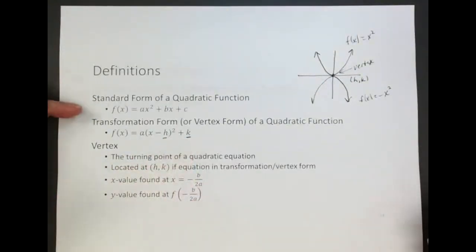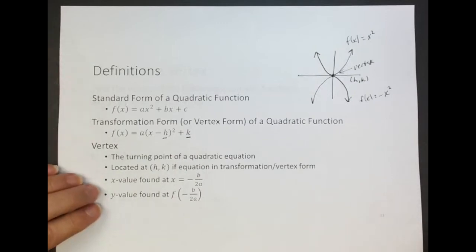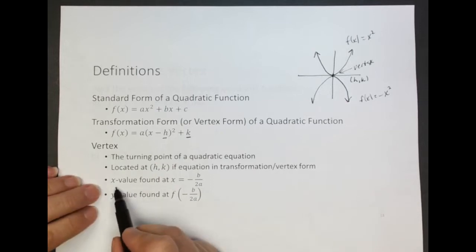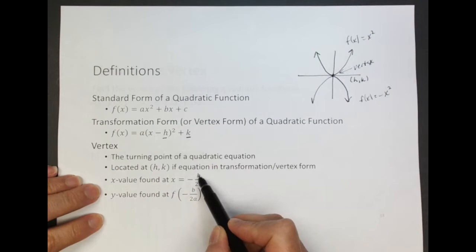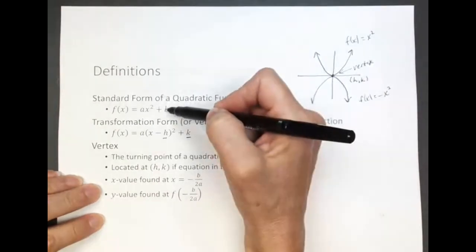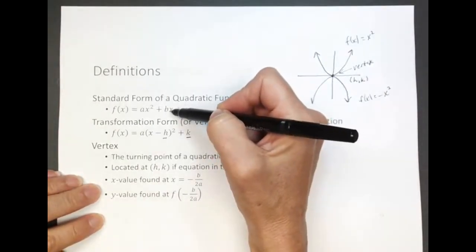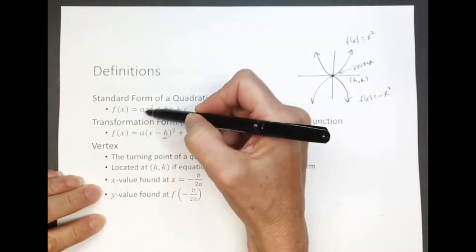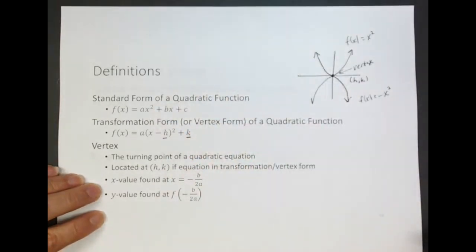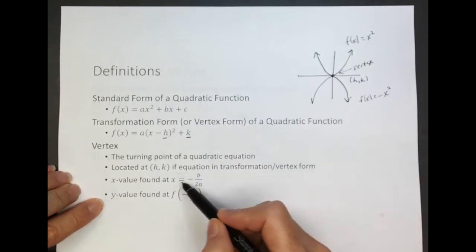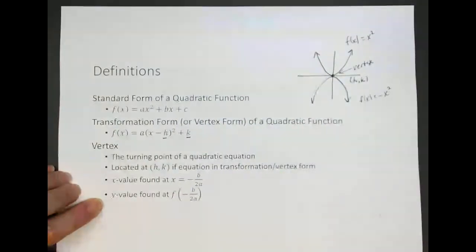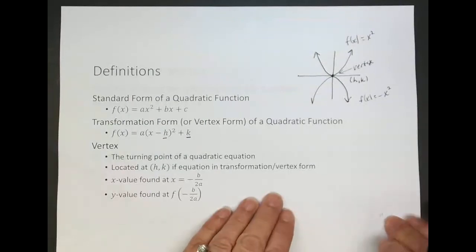If we have a standard form for the quadratic function, we can find the vertex fairly easily as well. We would find the x value by calculating negative b over 2a, where b is the coefficient of the x term, and a is the coefficient of the x squared term, right? Then to find the y coordinate of that point, we simply plug our x value into the function and calculate the y coordinate. All right, let's look at some examples.